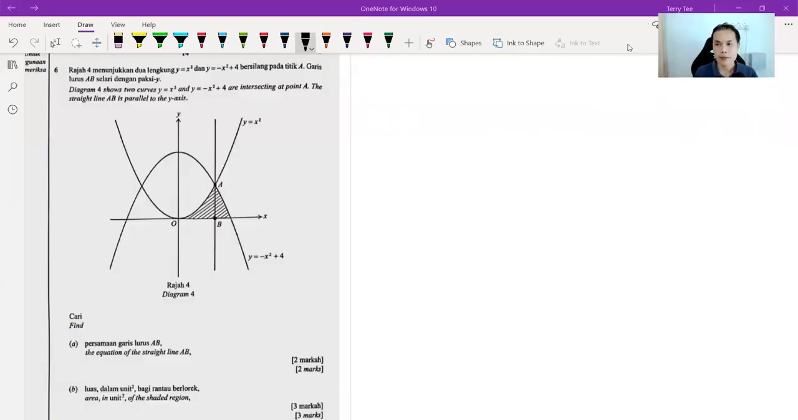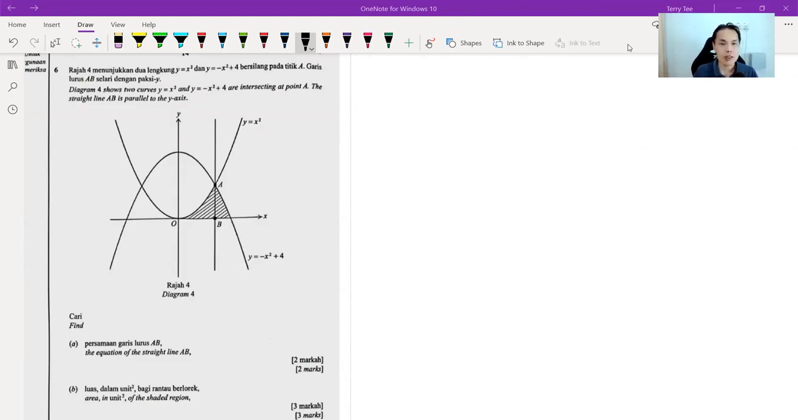Okay, question number 6. This is from the chapter integration, Form 5, chapter 3. Diagram 4 shows 2 curves, y equals x squared and y equals negative x squared plus 4. They intersect each other at point A. AB is parallel to the y axis. Parallel to the y axis means it's a vertical line. So the equation should be x equals a number. You're supposed to find the equation of straight line AB.